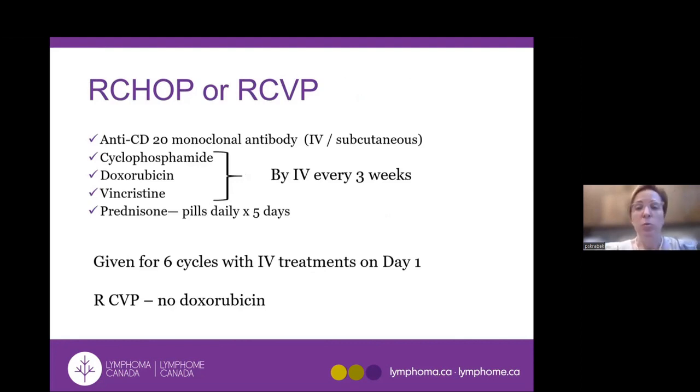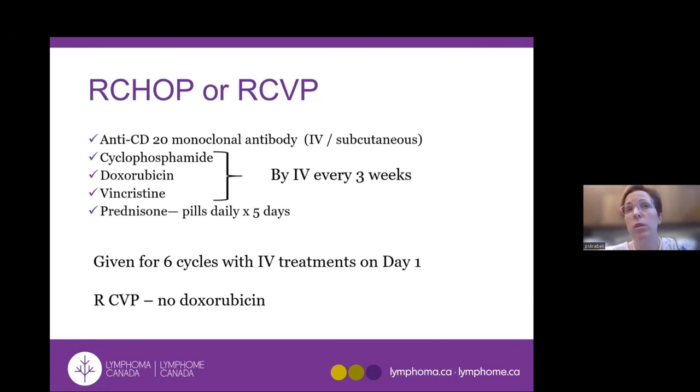So occasionally we'll use an alternative regimen, and I would say the next most commonly used regimens are R-CHOP or RCVP. Basically, these are very similar regimens. RCVP is simply the same, but without the doxorubicin. And so times when we may use these is if there is evidence of diffuse large B-cell lymphoma or transformation with the follicular lymphoma, then a patient would require R-CHOP to target the more aggressive lymphoma.